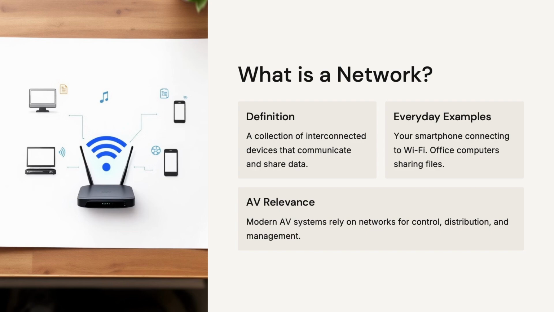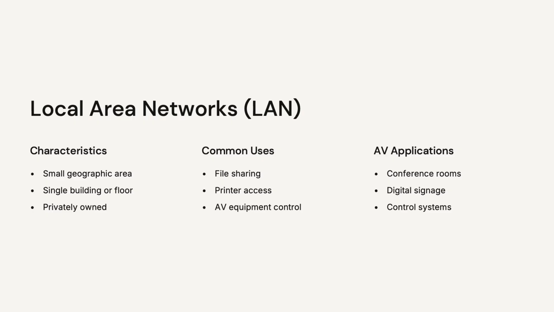To get us started, let's talk about how networks are categorized. Typically, networks are identified by the geographic area they cover and their functional purposes. We're going to go through the most common types now. First up, the local area network.